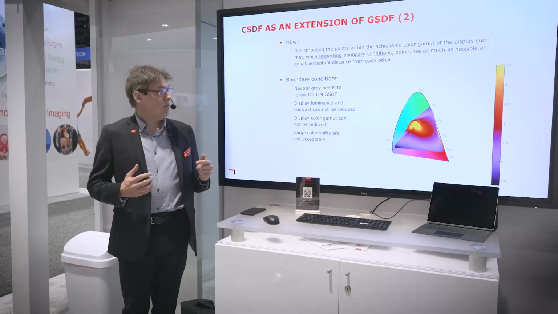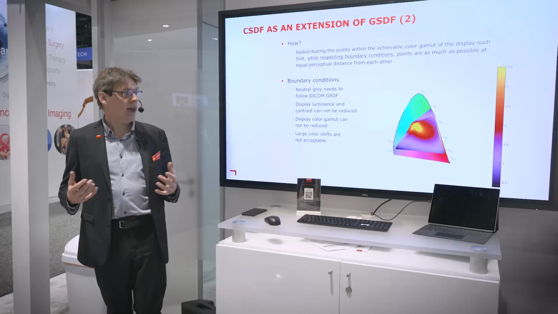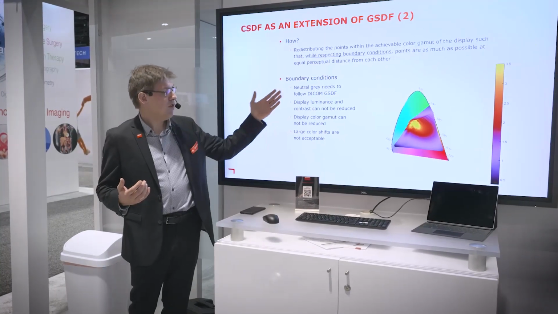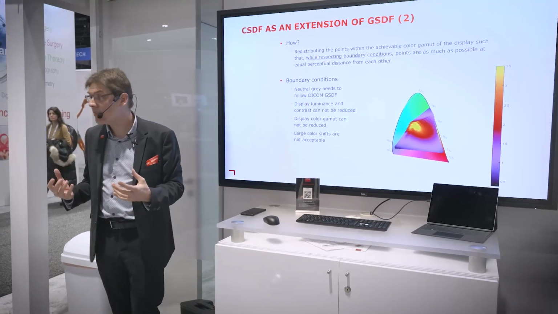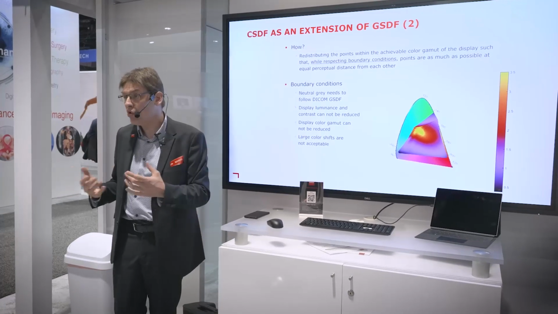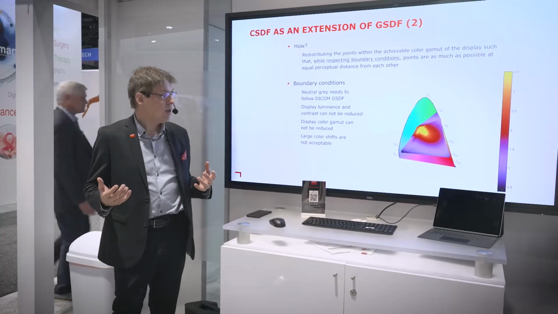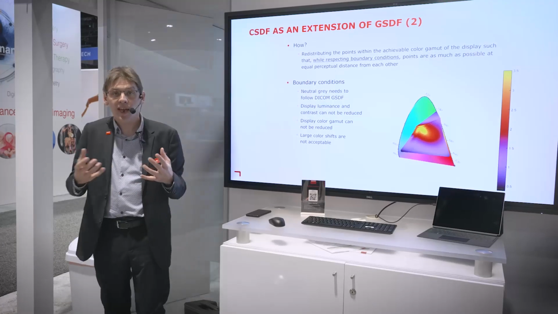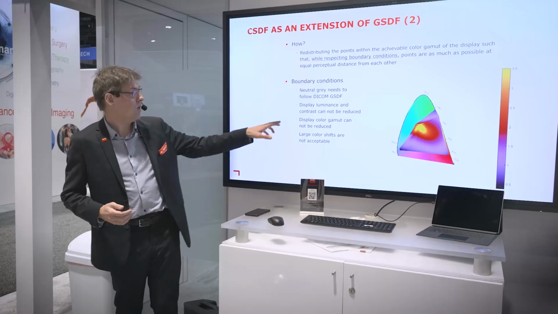So you can do that, but there are a few boundary conditions that you need to respect. And the boundary conditions are listed here. First of all, you should not change anything to your grayscale behavior, because that still needs to be GSDF calibrated. You don't want to change the appearance of the X-ray images or CT images while optimizing your color behavior. It's really both you need. You need an accurate grayscale representation and a good color representation.